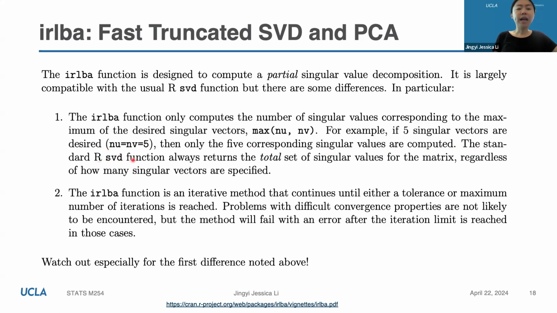The standard RSVD function always returns the whole set. So this is the standard SVD for standard PCA, which always returns the whole set, so it takes longer than this truncated version.